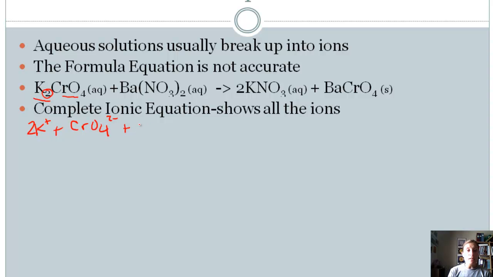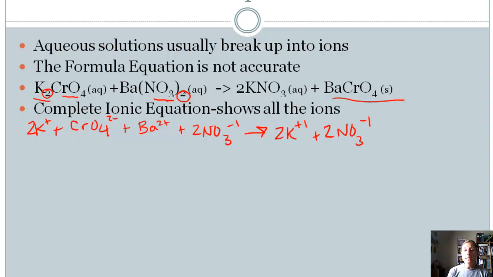And barium nitrate is also aqueous, so we have our barium and our 2 nitrates. Remember, this 3 belongs with the nitrate. That's one whole thing. Okay, now we go to our products. We have 2 potassiums because of the 2 out front. Because the 2 is out front and applies to the whole compound, we also have 2 nitrates.